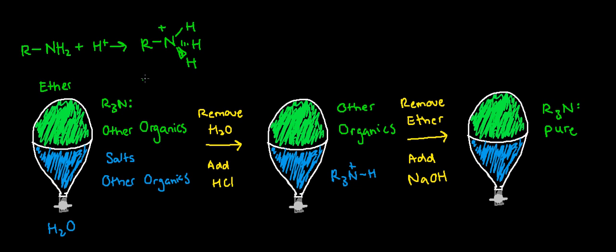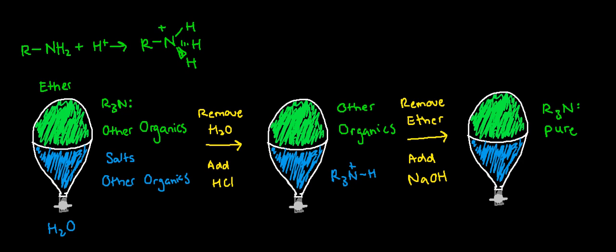So let's say we have an amine that is less polar, something that has a lot of carbon. So here I've got something that's NR3, so it's got three carbons attached to it. Water's not able to approach it as easily. So this will be in the ether phase with other organics, and then any salts and other more polar crap is going to be in the water.